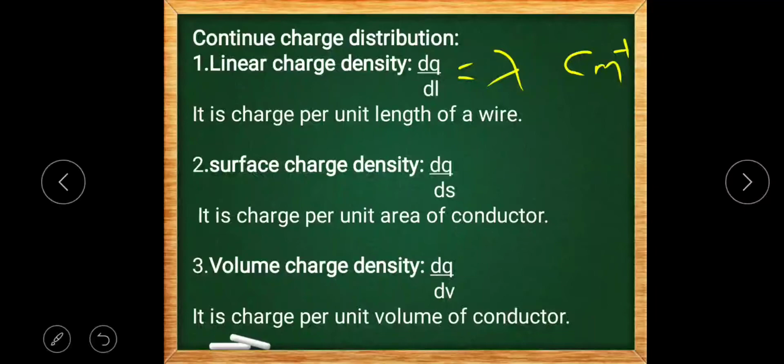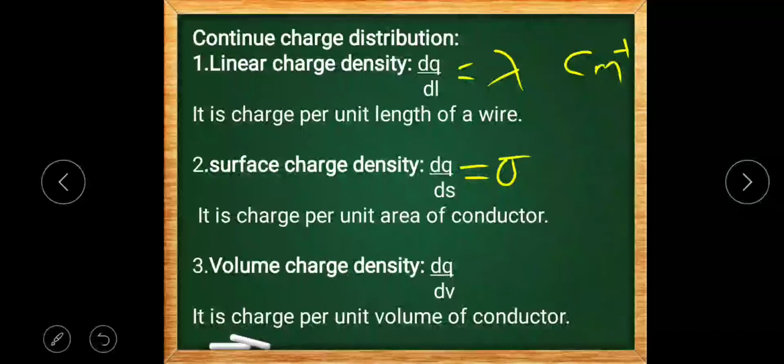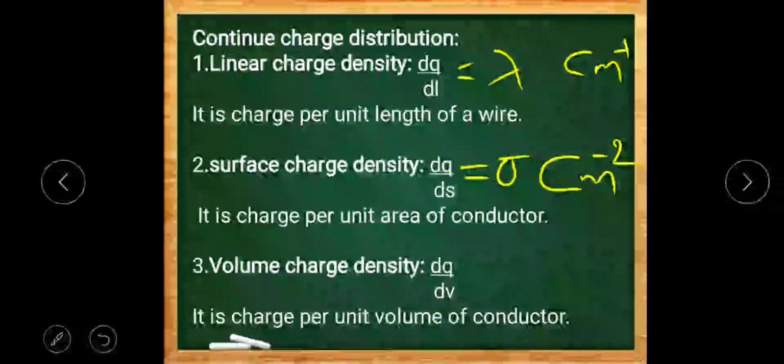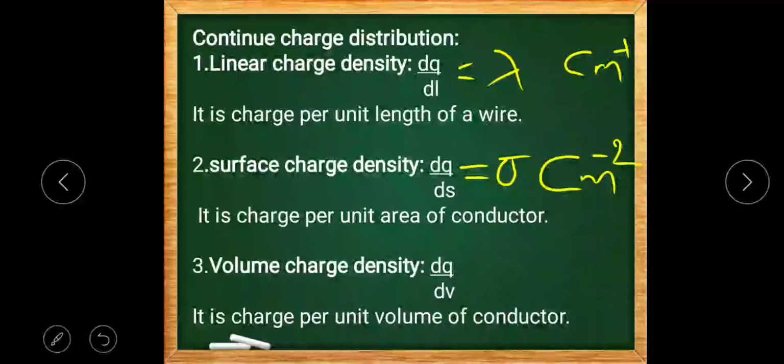Next, the second one, surface charge density. It is denoted by sigma. Sigma equal to dq by ds. Here we consider the surface or area of the conductor. Sigma equal to dq by ds is defined as the charge per unit area of the conductor, and the SI unit of surface charge density is coulomb per meter square.